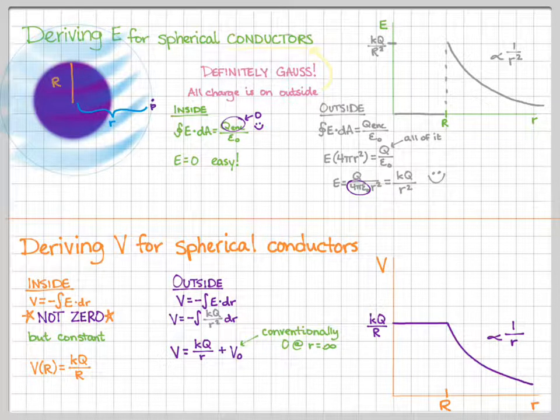Your voltage graphs are never going to be discontinuous. They are definitely not differentiable all the time, but they will be continuous. So if at big R, at the surface of the conductor, we have a potential of kq over big R, then that must be what's constant throughout the inside of that conductor. You can see the graph shows it better than I could ever explain it. But that's what that's going to look like. Okay, add that to your list of graphs to memorize.